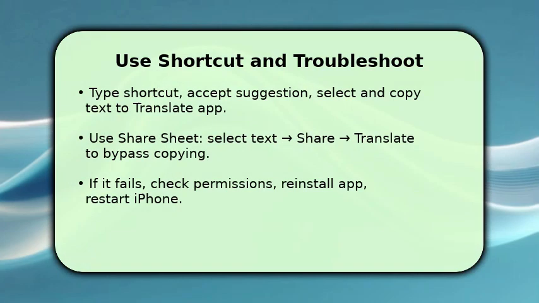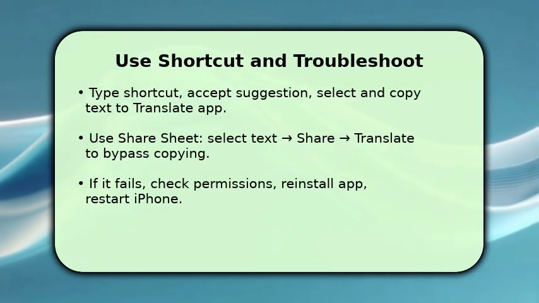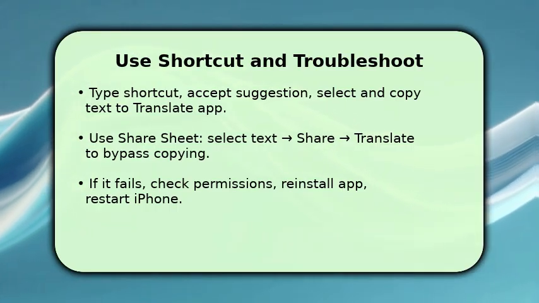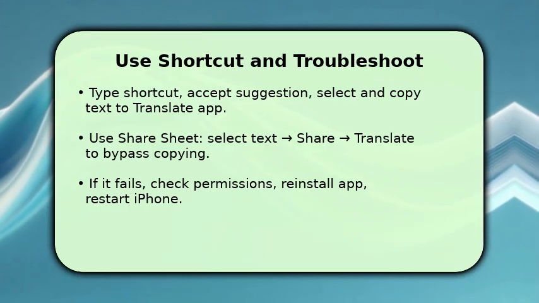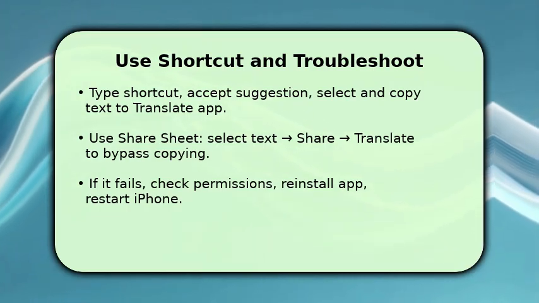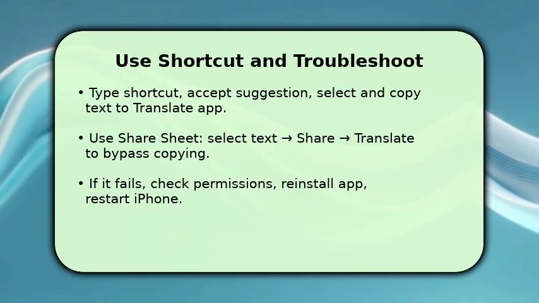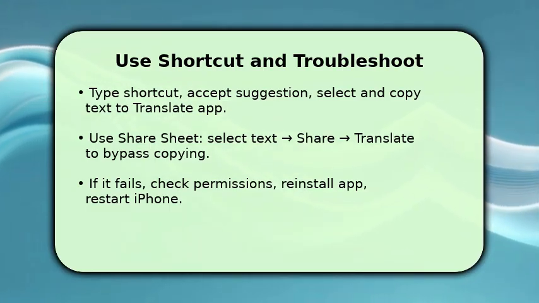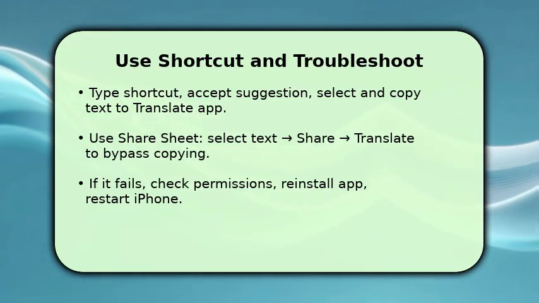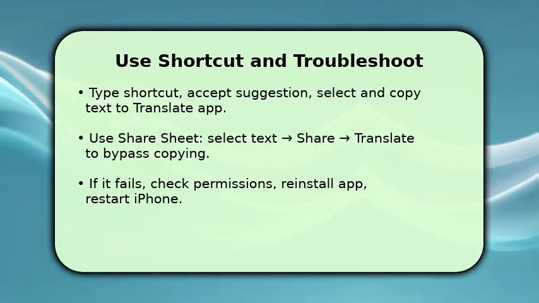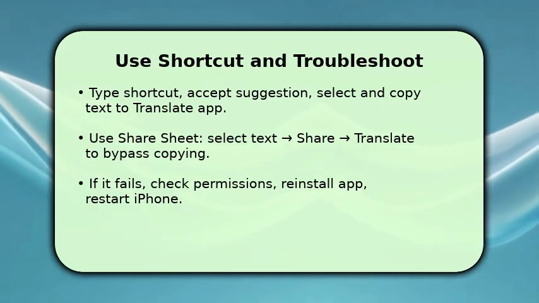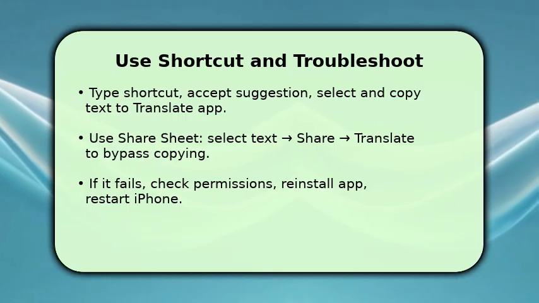Finish by using the shortcut to send text into Google Translate. Type your shortcut, accept the suggestion, then select the text and copy it into the Google Translate app or use the share sheet. Select text, tap share, then translate to skip manual copying. Make sure the Translate app is in your share extensions for this to appear. If something goes wrong, check app permissions, enable the share extension, try reinstalling Google Translate, and restart your iPhone. That resolves most integration issues.